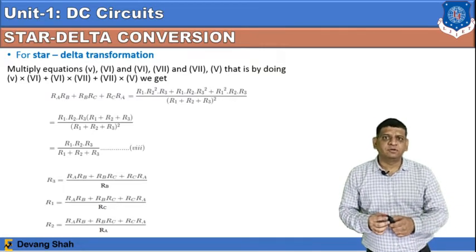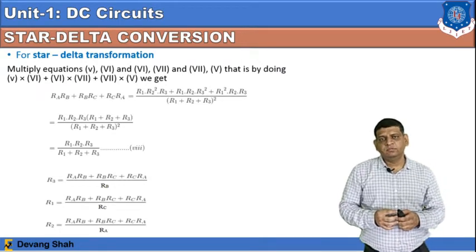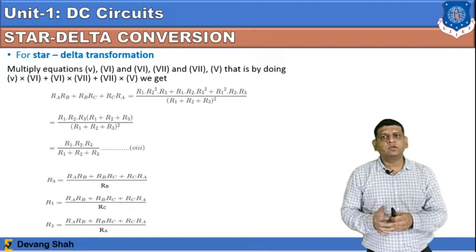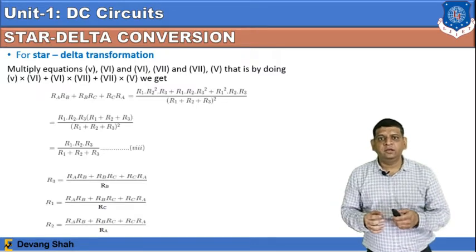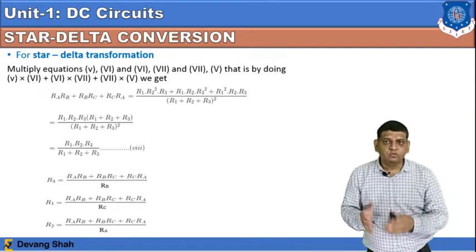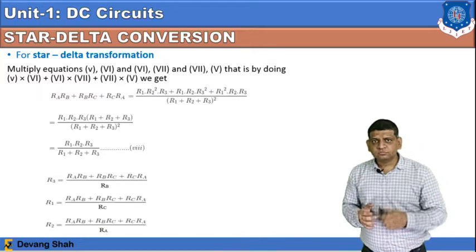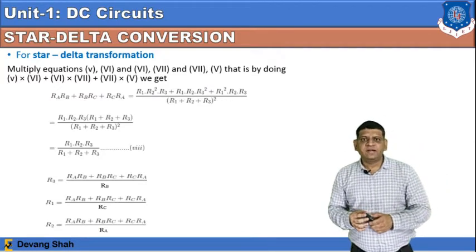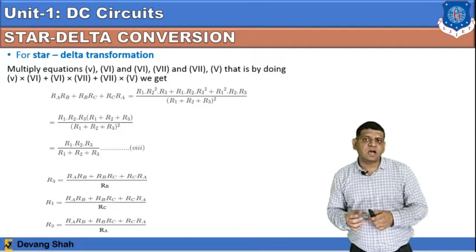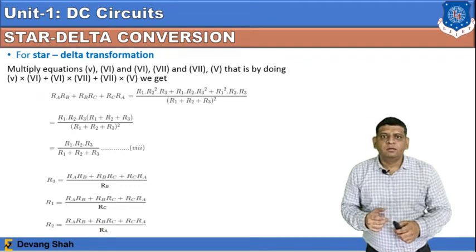of the star network, right? So if you extract the particular equations 5, 6, 7 from equation number 8, you will be able to find the individual equation of R3, that is equal to, the delta equation, one of the resistances of the delta, R3, that is equal to RA into RB plus RB into RC plus RC into RA divided by RB, right?